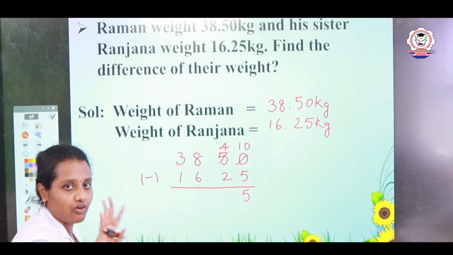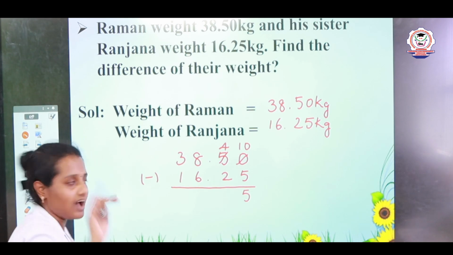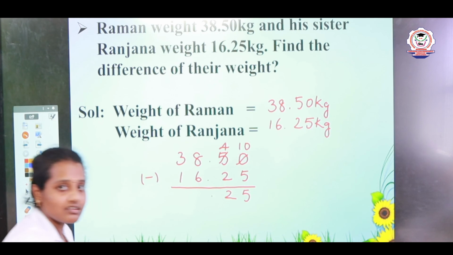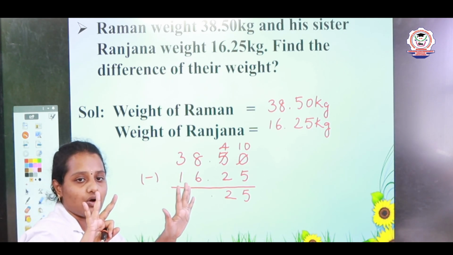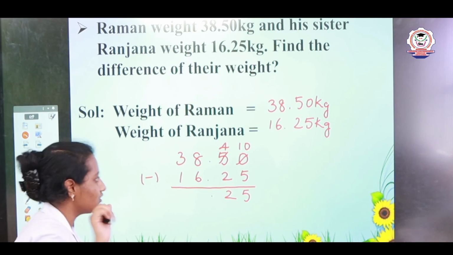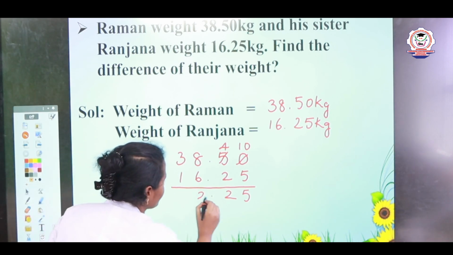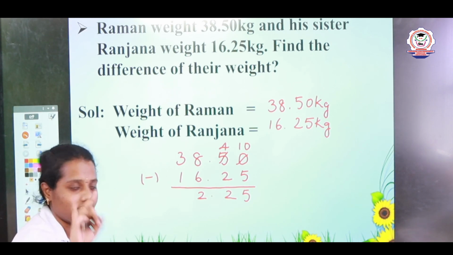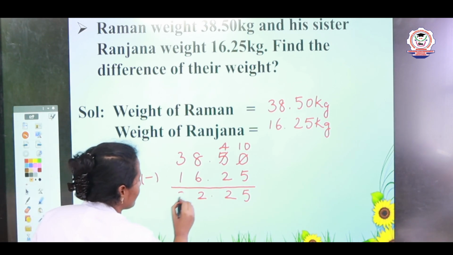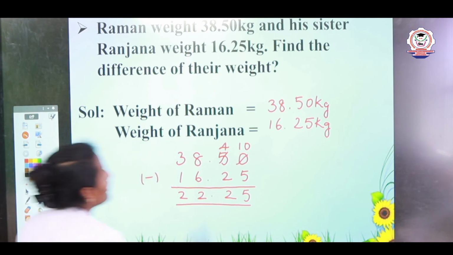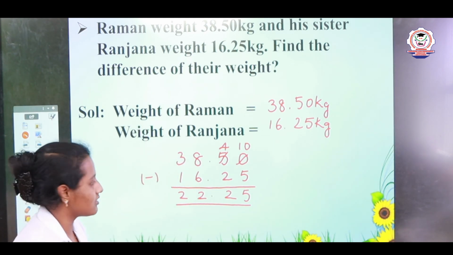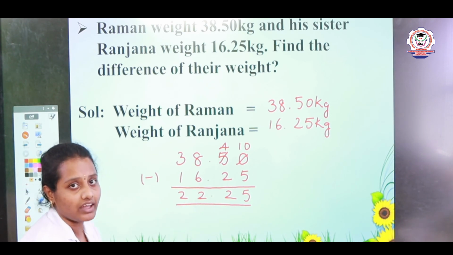4 minus 2 in 4 fingers. If you close 2 fingers, we will have 2. So the remaining is 2. The decimal point will be in the same column. 8 minus 6. Keep 8 fingers and close the 6 fingers. We have 2 fingers. So it is 2. 3 minus 1. 3 fingers, close 1. We will get 2 remaining. So it is 2. So the difference between Raman and Ranjana's weight is 22.25 kilograms.